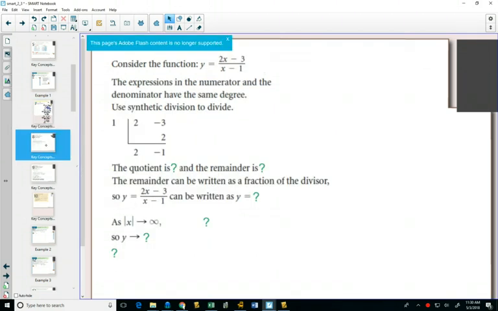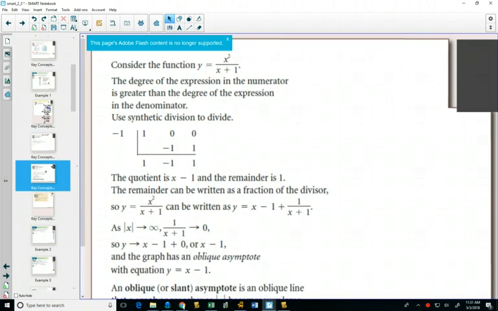Example number 2. Again, we notice that it has the same degree in the numerator as it does in the denominator. You can just directly go from there and say that there's a horizontal asymptote at y equals 2. They're using synthetic division to explain it to you. Don't worry about that. You can just say horizontal asymptote at y equals 2. Let's keep it simple.